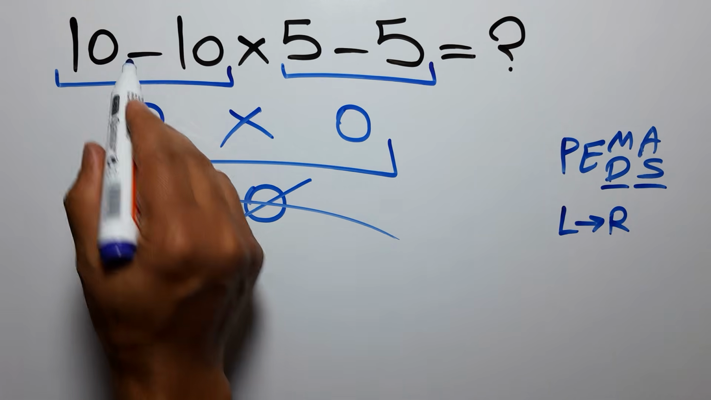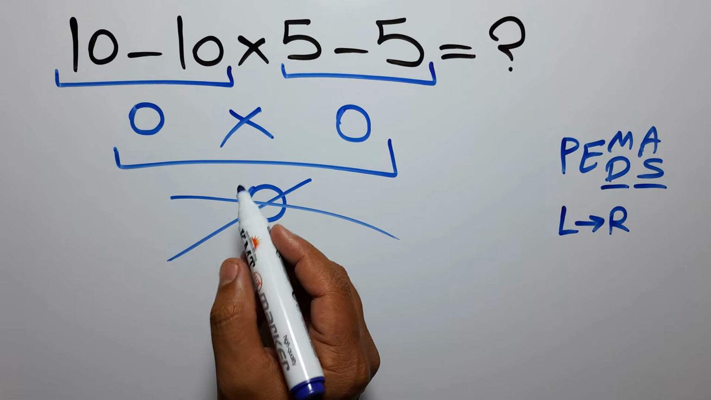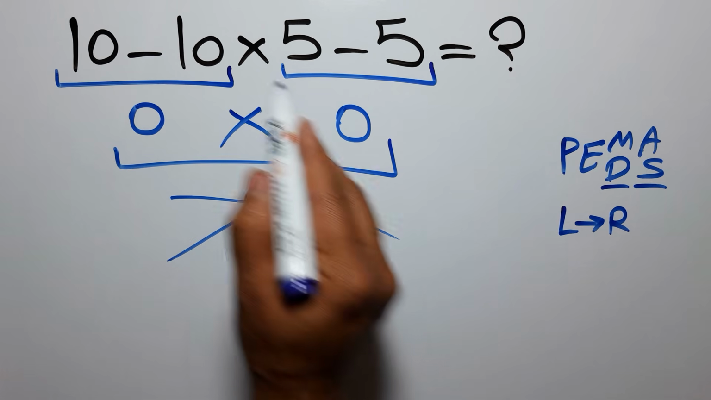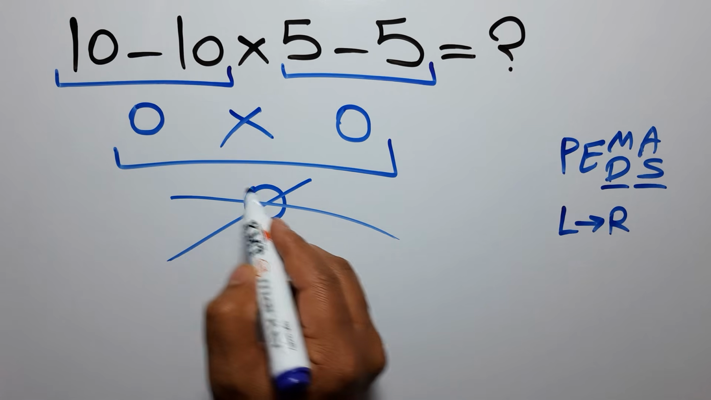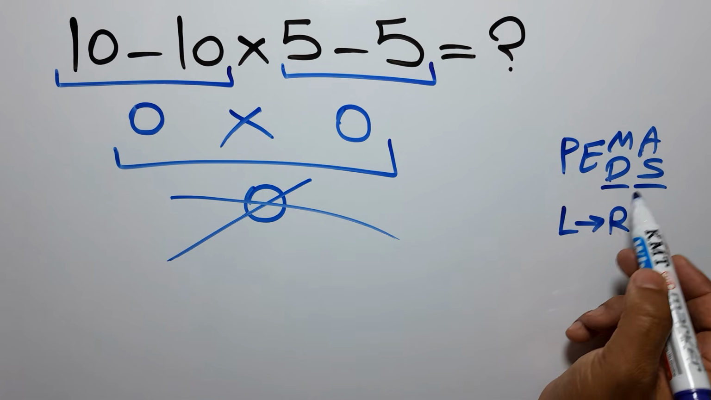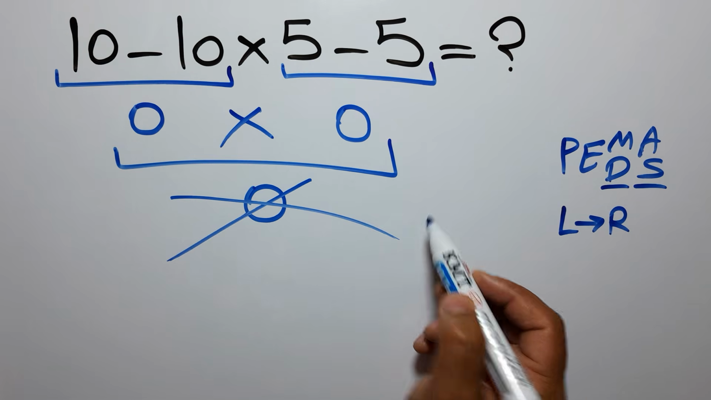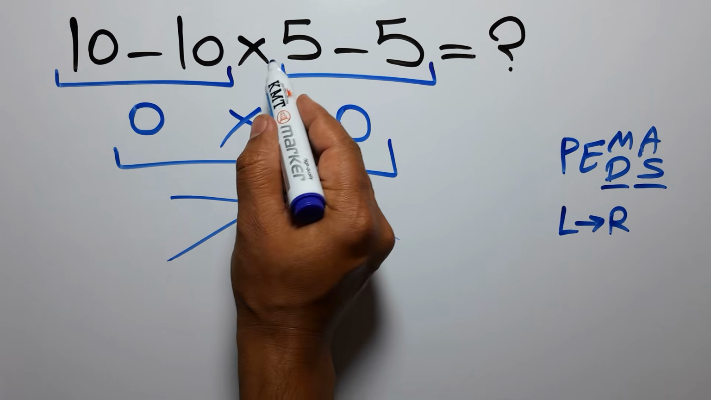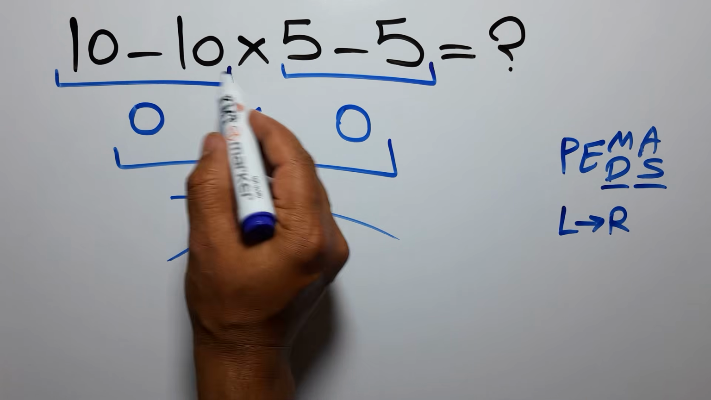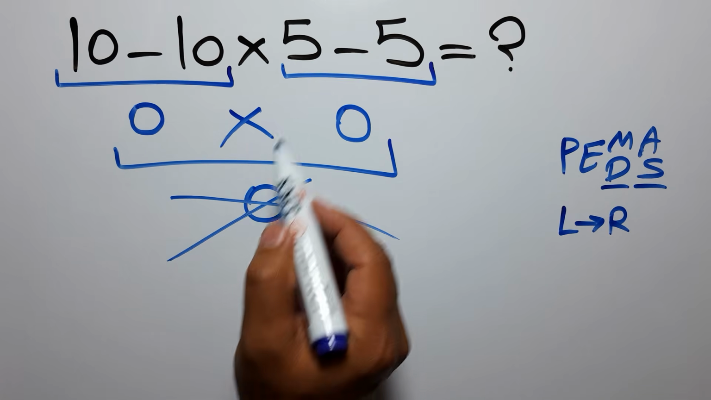In this expression we have two subtractions and one multiplication. According to PEMDAS, multiplication has higher priority than subtraction because multiplication comes before subtraction. So here, first we have to do this multiplication. After this multiplication, we have two subtractions.